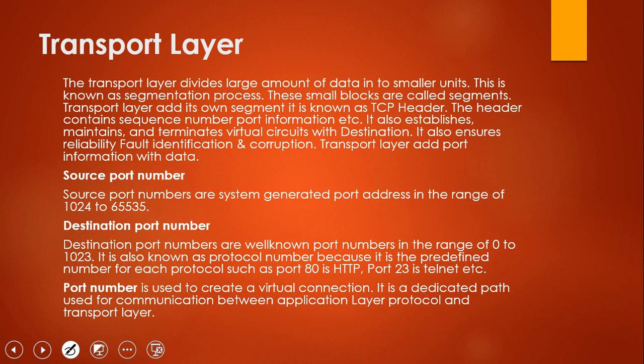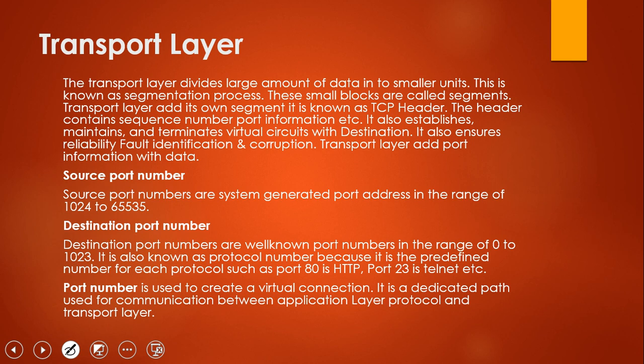This is the transport layer. The transport layer divides a large amount of data into smaller units. This is known as the segmentation process, and these small blocks are called segments. The transport layer adds its own header, known as the TCP header. The header contains the sequence number and other information. It also establishes, maintains and terminates a virtual circuit with the destination. It also ensures reliability, fault identification and corruption checking. The transport layer adds port information with the data.